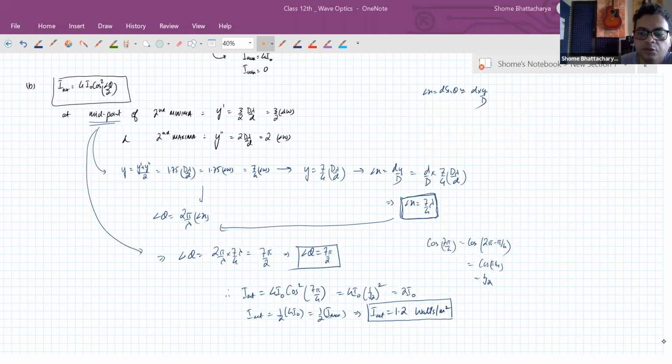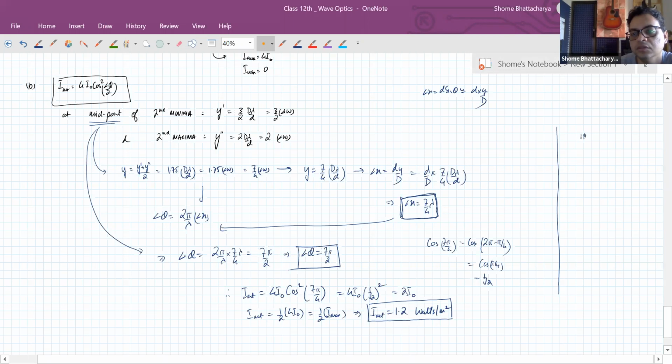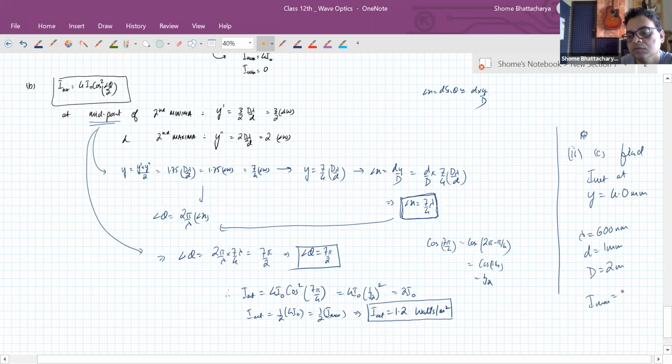Yeah, I'll show the third question. You have to find the net intensity at y equal to 4 millimeters exactly. And the second question, C part, wanted to find net intensity at y equal to this much, 4.0 millimeters. So this is the data you require.